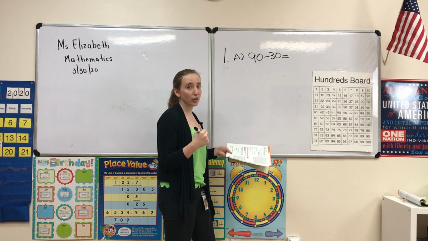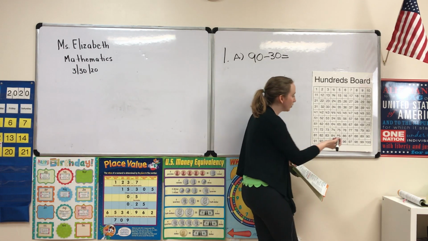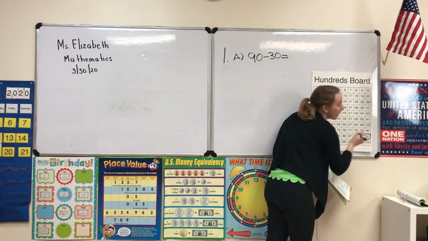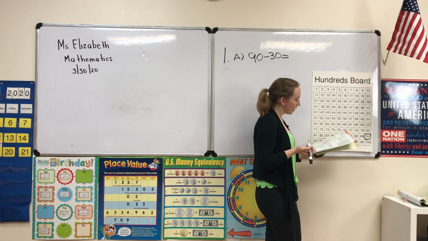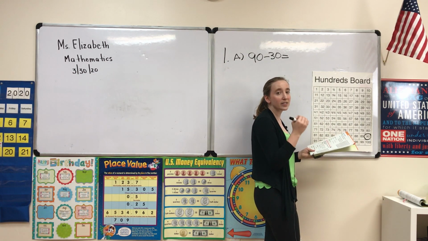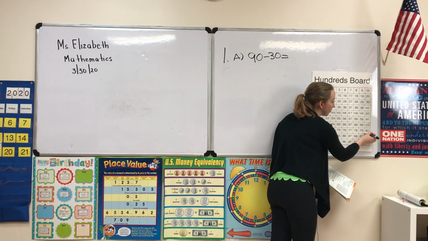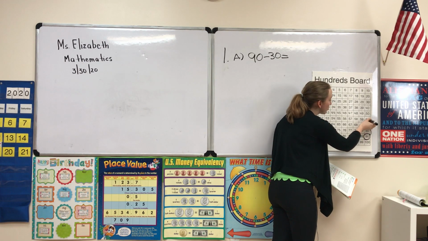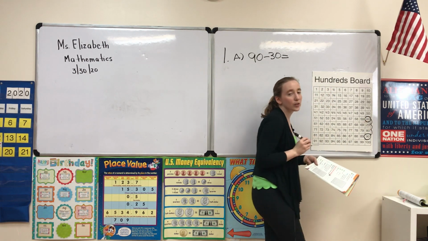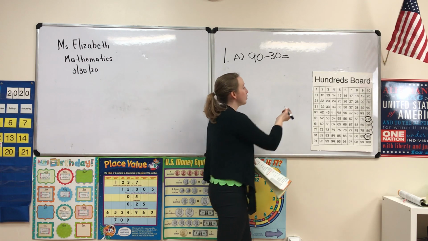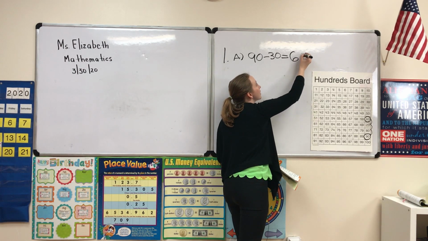So for subtraction, we start with the biggest number. So go ahead and circle 90. Now, we need to minus or subtract 30. So you're going to do 10 at a time. 10, 20, 30. Once you subtract 30, you stop and circle it. Your answer is going to be 60.